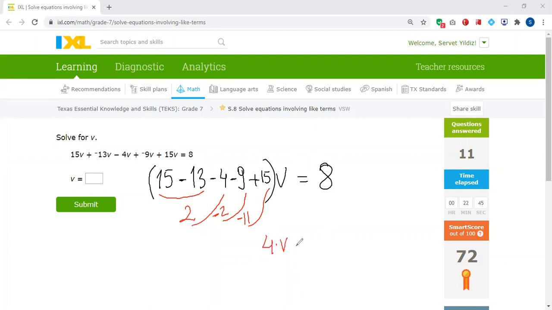4 times v is equal to 8. So v is equal to 8 divided by 4. 8 divided by 4 is equal to 2. So v is equal to 2 is the answer.